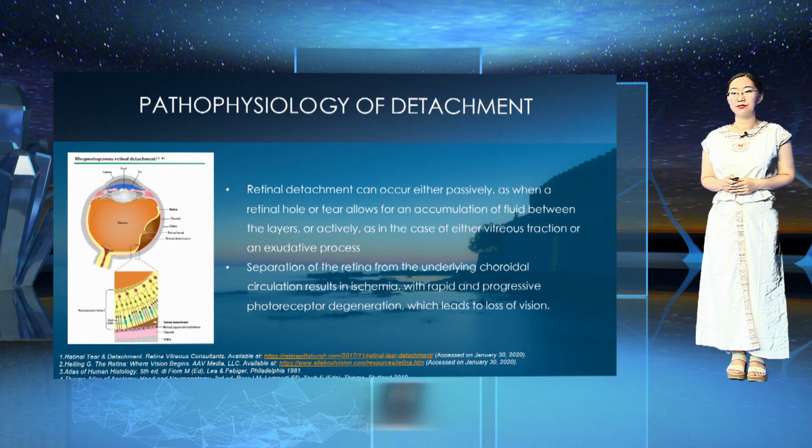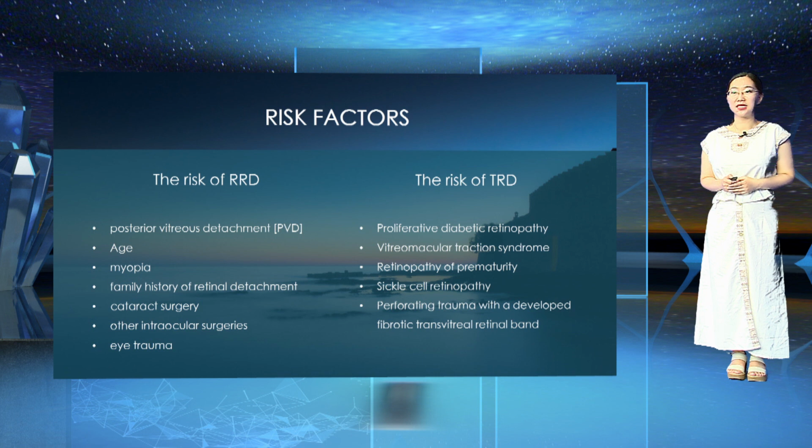Risk factors. Non-traumatic RD is the most common, due to posterior vitreous detachment, also called PVD. The risk of RD increases with age and is also higher among persons with myopia or a family history of retinal detachment. It can be a delayed complication of cataract surgery, other intraocular surgeries, or eye trauma.